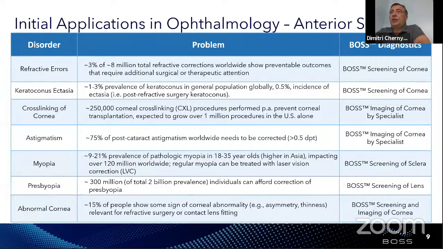And initial applications, as I mentioned, are on the anterior segment, and there's no shortage of clinical areas that can substantially benefit in terms of screening and in terms of surgical planning, where biomechanical material properties can refine the treatment plans and also identify which individuals should or should not get certain types of procedure.